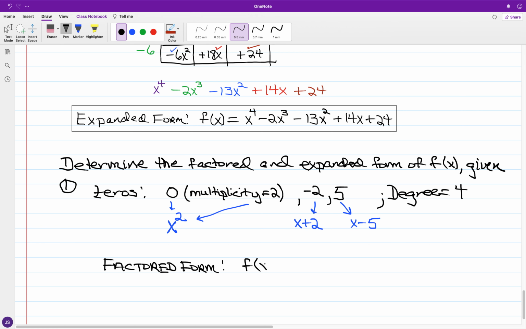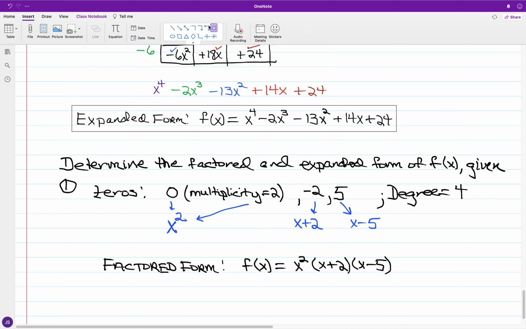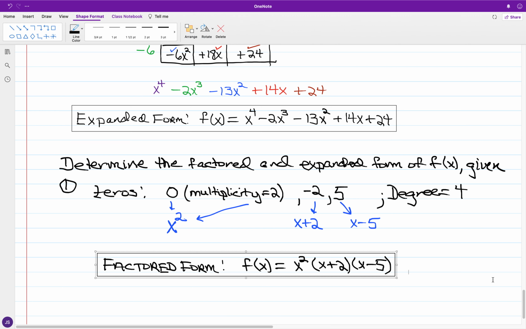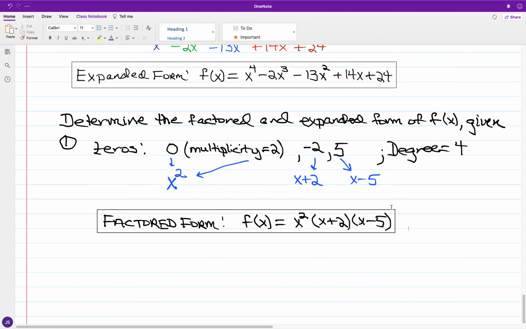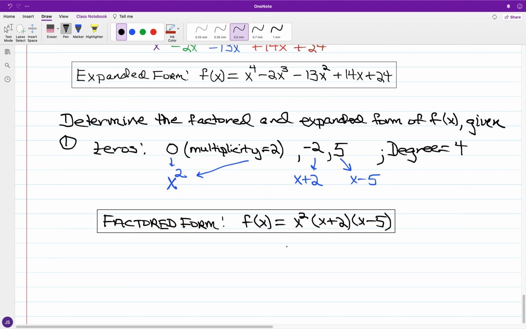So these three items will set up the factored form. So you have f of x is equal to x squared times x plus 2 times the quantity of x minus 5. Now if we look into the expanded form, if we distribute x squared over x plus 2, I'm just going to have x minus 5 waiting to be multiplied.